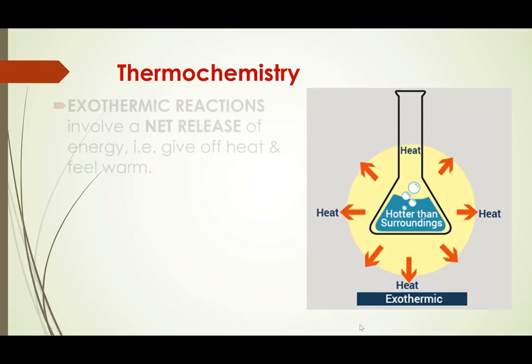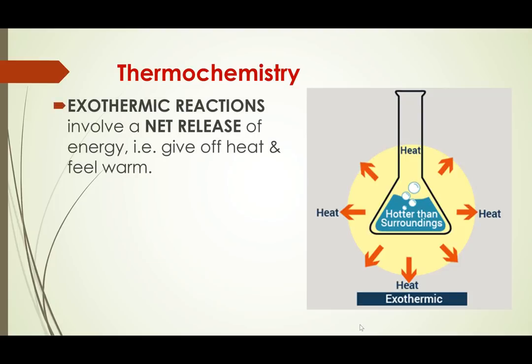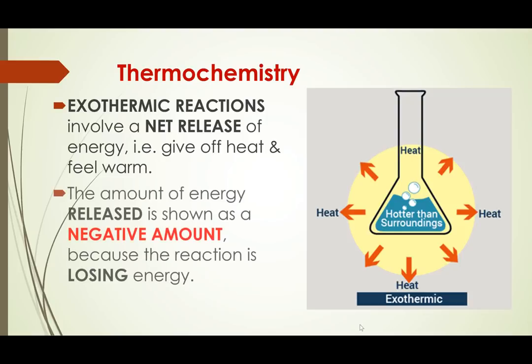In the exothermic flask, again, there's a net release of energy. So it's giving off heat. It's giving off warmth, and we're going to feel that heat coming outward. To explain in greater detail how we put a number to that and understand it as a quantity, we want to think about it in this way. The amount of heat that's being released in an exothermic reaction is expressed as a number written as a negative amount.